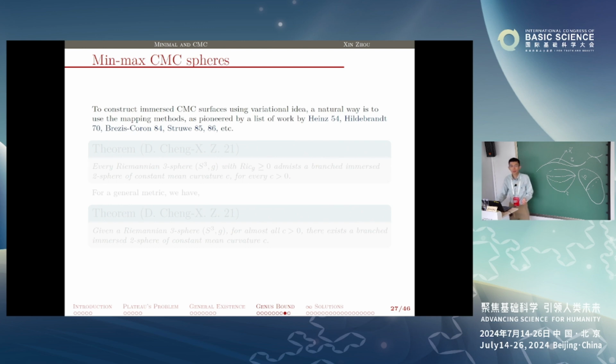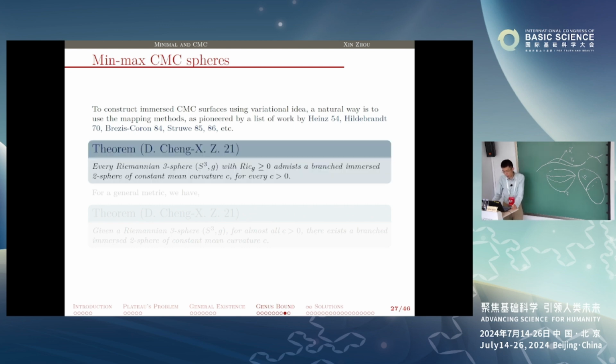To construct immersed CMCs, there was some earlier work using variational ideas. A natural way is to use the mapping method pioneered by Xin Zhou. They dealt with boundary problems, and Struer was able to generalize their work to the closed case. A couple of years ago, Darwin Chen and I proved the following two theorems. We show that every remaining three sphere with non-negative Ricci curvature admits at least one branched immersed two sphere of constant mean curvature C for every C positive. We more or less solve the conjecture modulo the possible existence of branch points.